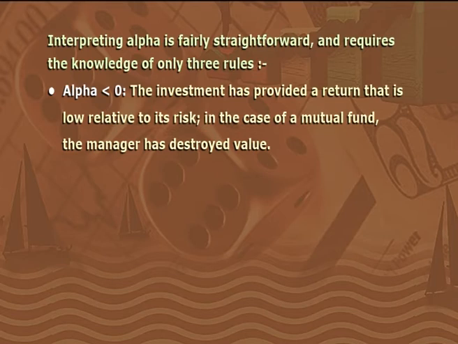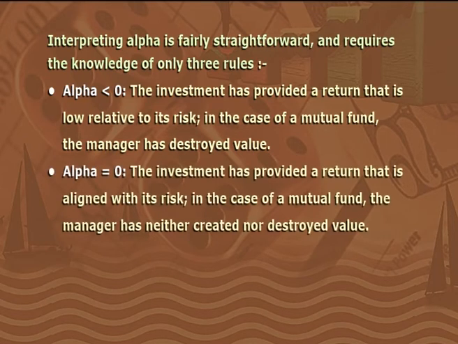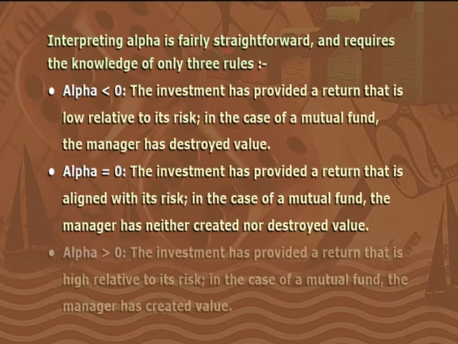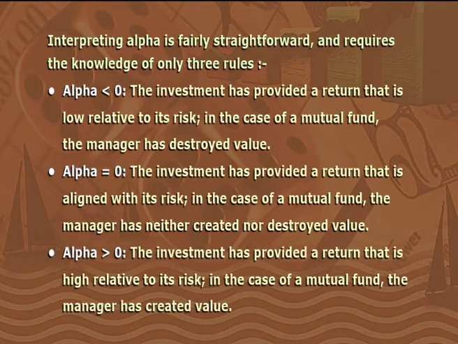In the case of a mutual fund, the manager has destroyed the value. Number 2, alpha is equal to 0, that is, the investment has provided a return that is aligned with its risk. In case of mutual fund, the manager has neither created nor destroyed value. Number 3, alpha is greater than 0, that is, the investment has provided a return that is high relative to its risk. In case of a mutual fund, the manager has created value.